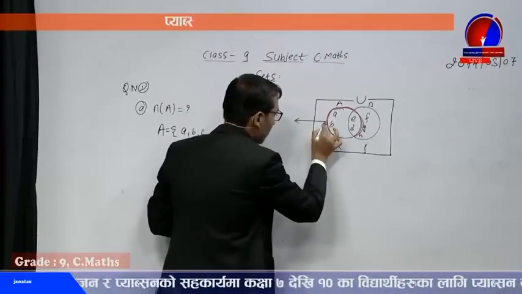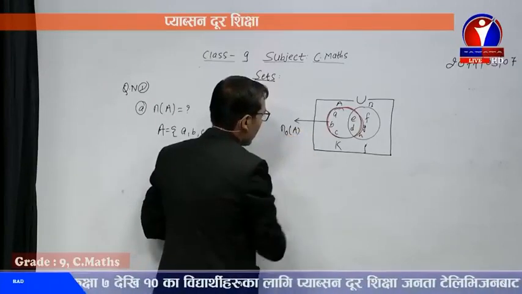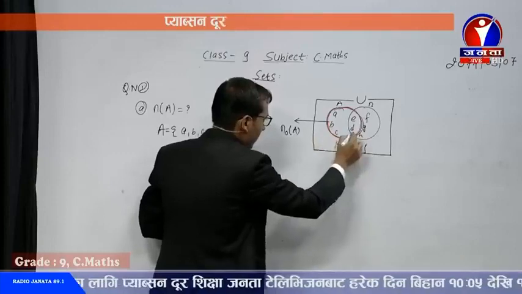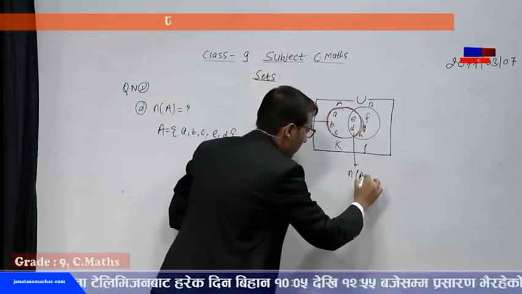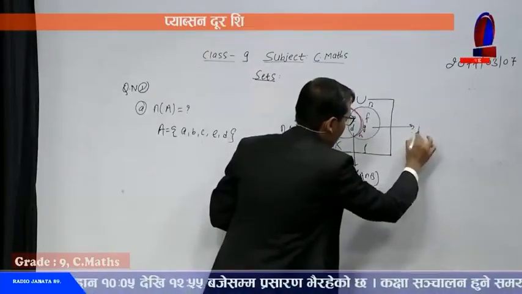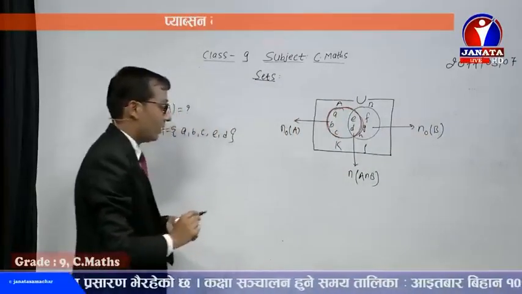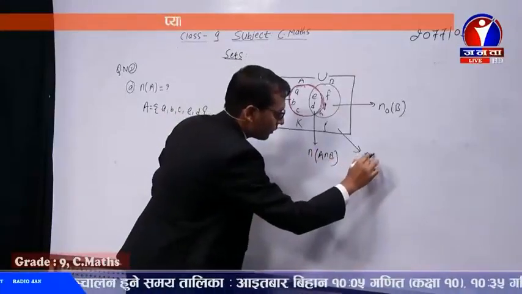This region is n only A. So here are three different elements A, B and C. This is the intersection, n of A intersection B. This is n only B or B difference A, and this region is called the complement.